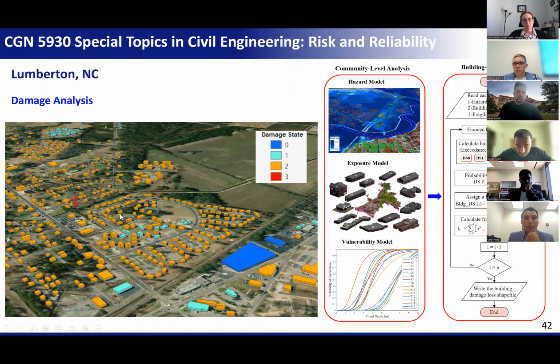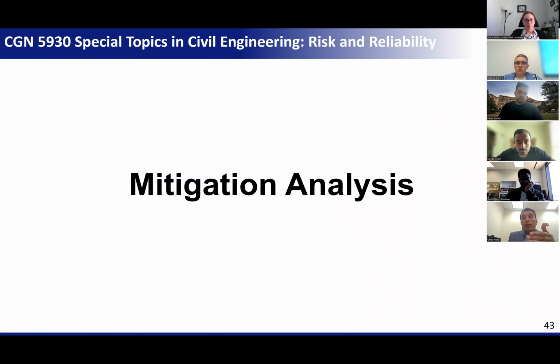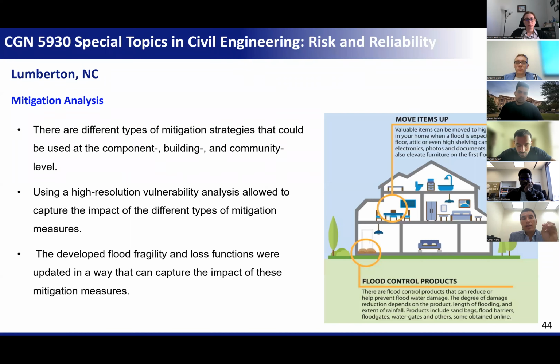And here it shows an example. Actually, this is downtown Lumberton. It shows the color-coded map for the buildings based on their damage state. Like buildings colored in blue have 0 damage, but buildings in red have damage state 3, which is extensive damage. But most of the buildings were in damage state 2, which is moderate damage. However, there are some in damage state 1 as well. With this, I'm moving from risk analysis to mitigation analysis. So let's see how this approach was impactful when we did mitigation analysis.